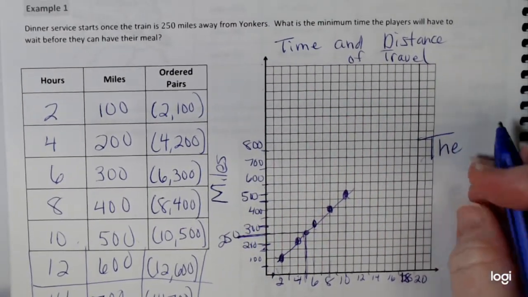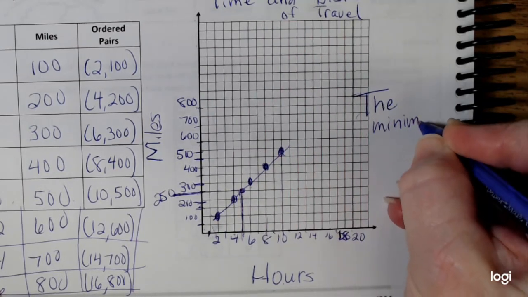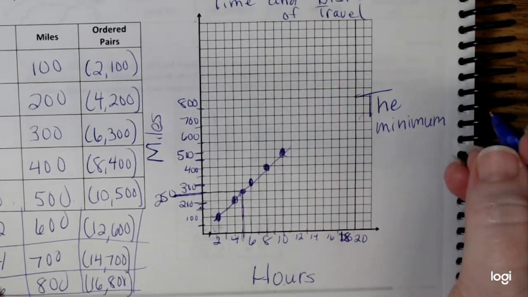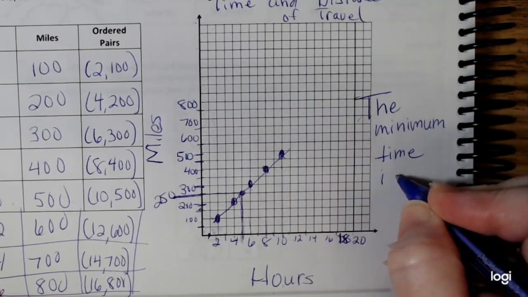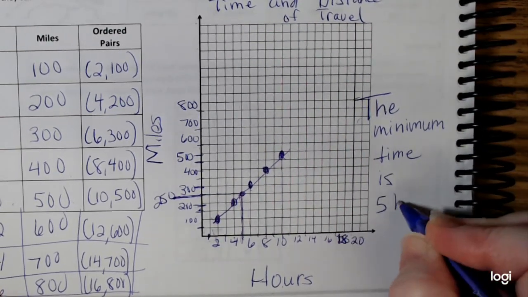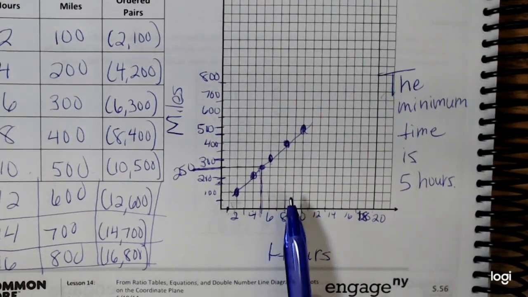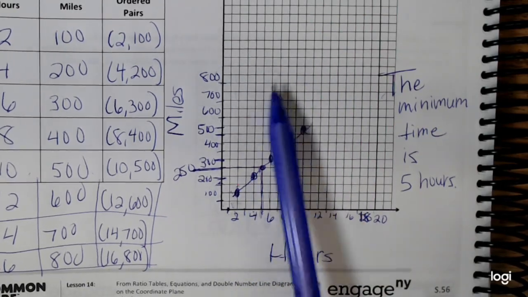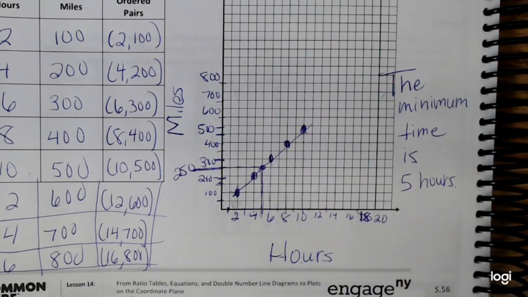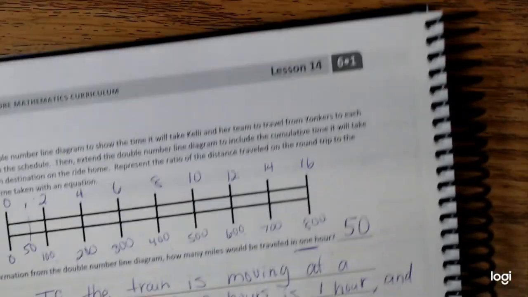So we're going to say here, the minimum time is 5 hours. Now, as you can see, it's very difficult sometimes to plot these points on these tiny graphs. So sometimes if you can get a graph or coordinate grid that's a little bit larger, it becomes a little bit easier. All right, so let's go ahead and turn our books over.